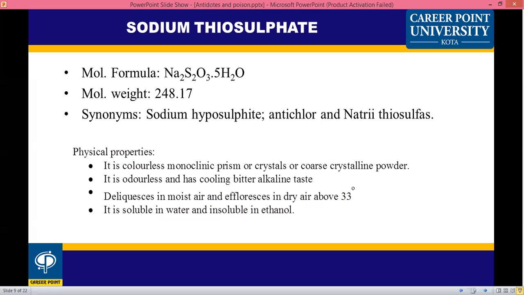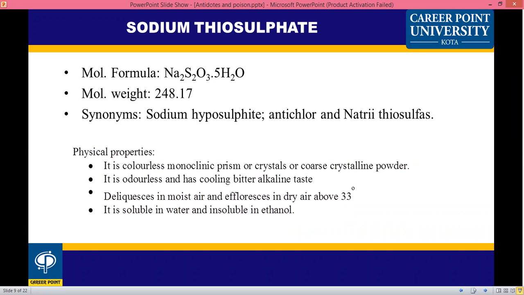Now we start antidote drugs. Which antidote do we use? Sodium thiosulfate is used. Sodium thiosulfate is also known as sodium hyposulfite, natria thiosulfate, and antichlor. These are known as synonyms of sodium thiosulfate.